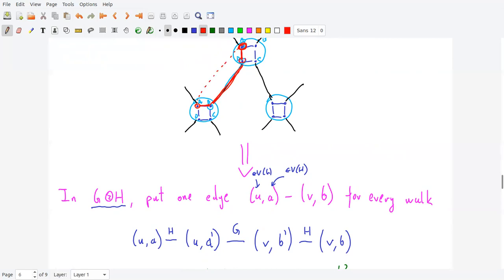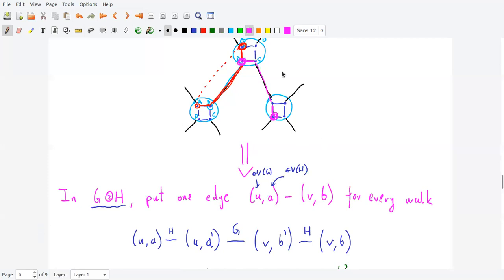Or for instance, from this vertex, maybe I'll choose another color. From this vertex in the zigzag product, I have an edge to this vertex because I can go along the CD edge in this cloud, then jump between the clouds in the only possible way, and then proceed to this vertex here. Good. Is the definition of the zigzag product clear?